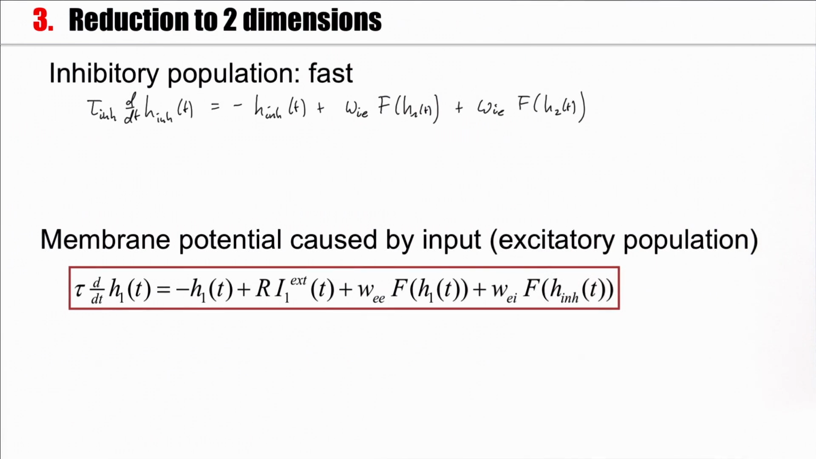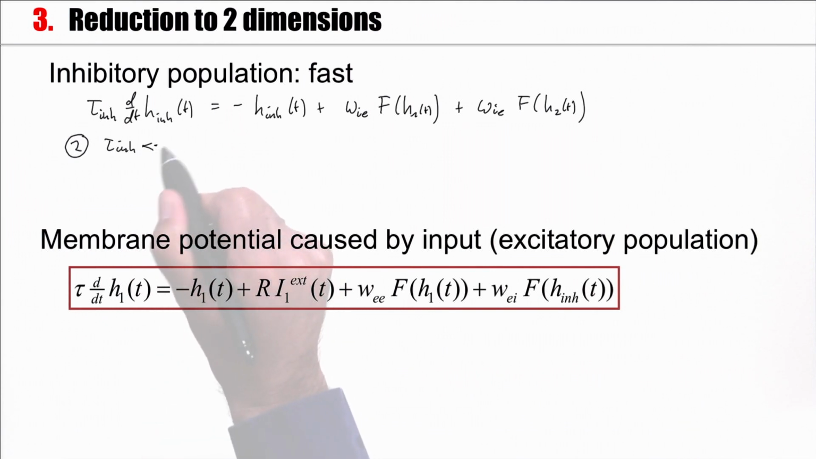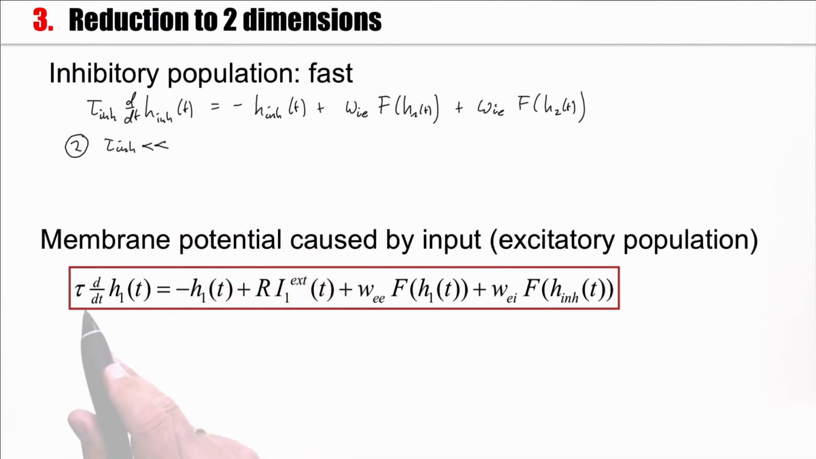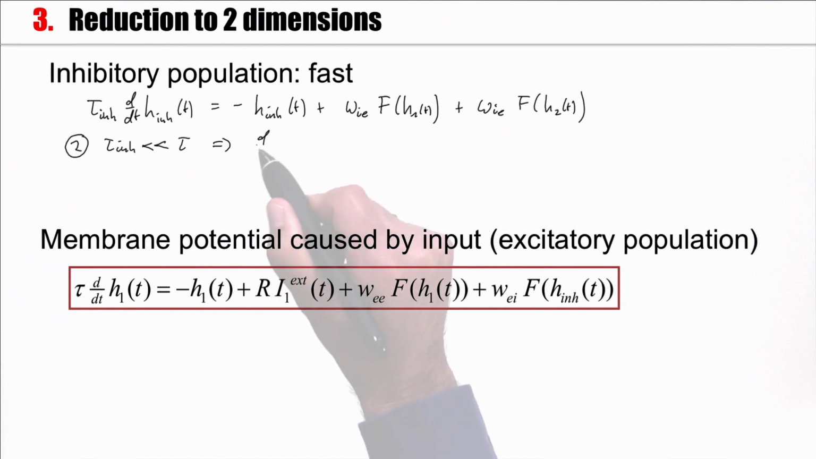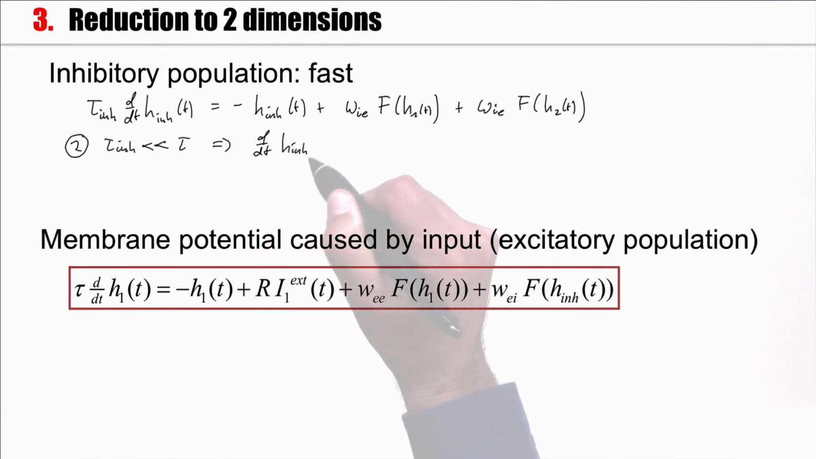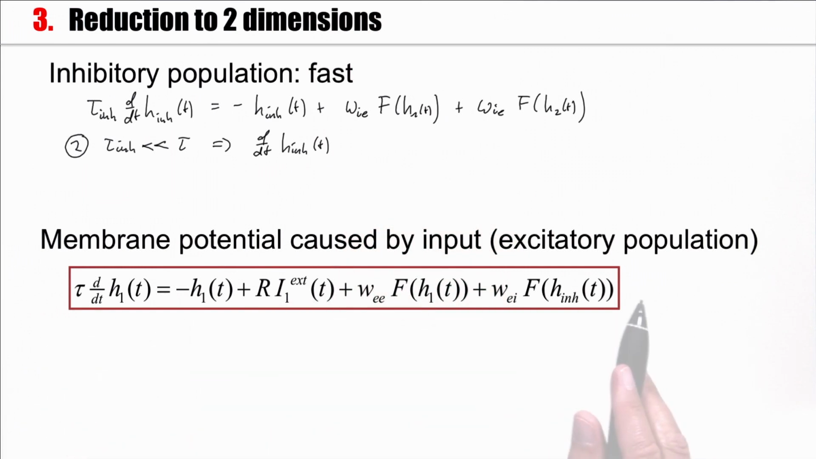Now my assumption, with assumption 2, is that the inhibitory population is fast, and I express this by saying the time constant for inhibition is much, much smaller than the time constant for the excitatory population. And this means that while the excitatory population evolves, the inhibitory population can always rapidly approach a state that's quasi-stationary. So we can set at each moment in time on this slow time scale on which the excitatory population evolves, the derivative is 0.